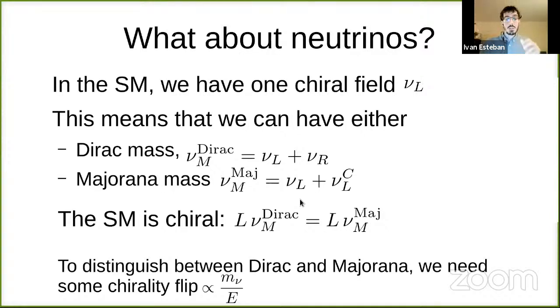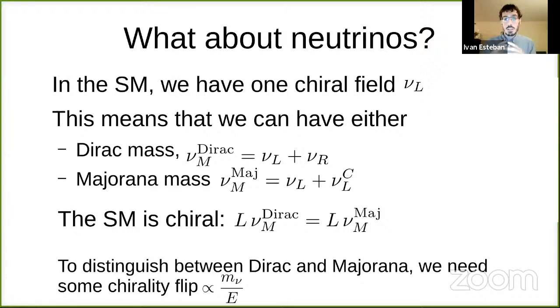Now, to distinguish between Dirac and Majorana, intuitively, I mean, this is a very hand-wavy argument, so don't take it as something extremely rigorous, but the basic idea is that we need some sort of chirality flip to really see the right-handed chiral part, which is the one that distinguishes Dirac and Majorana neutrinos. And these sorts of chirality flips are always suppressed by the neutrino mass.